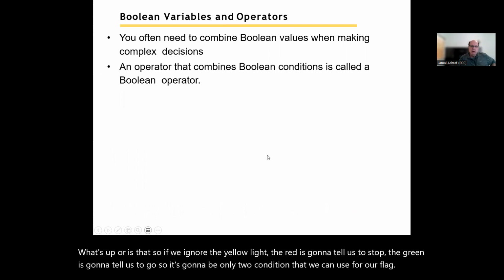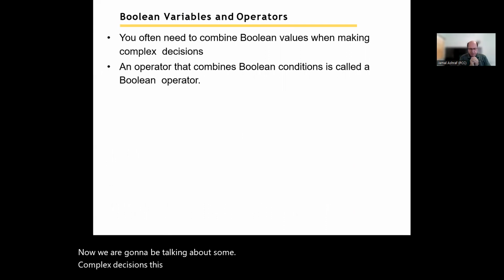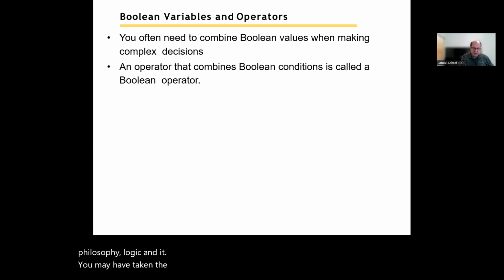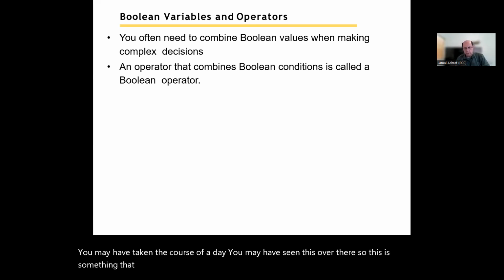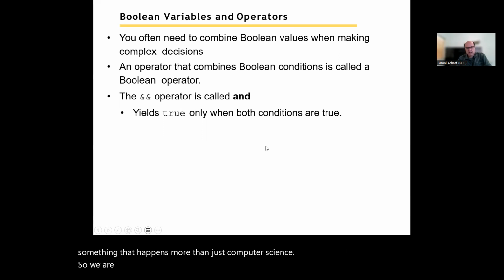Now we are going to be talking about some complex decisions. This doesn't only happen in computer science; we have this in philosophy and logic, and you may have taken a course there and seen this. So this is something that happens in more than just computer science. We are talking about and, and or. And is going to be represented with 2 ampersand signs, 2 of them, not 1.